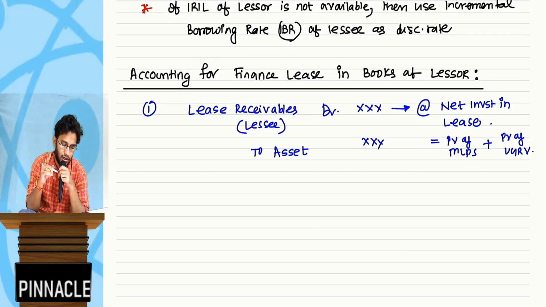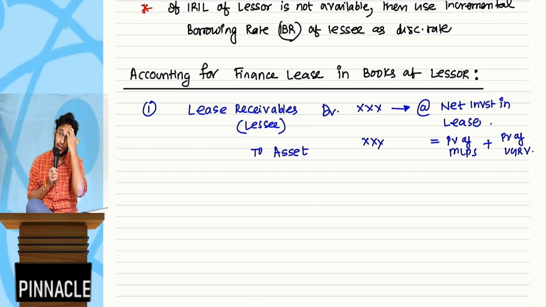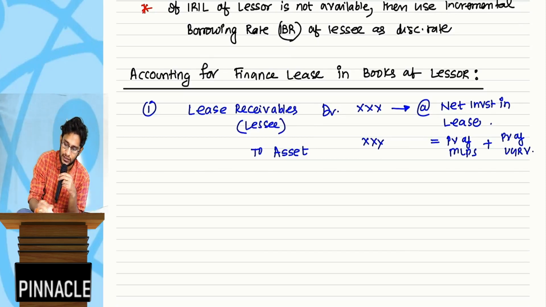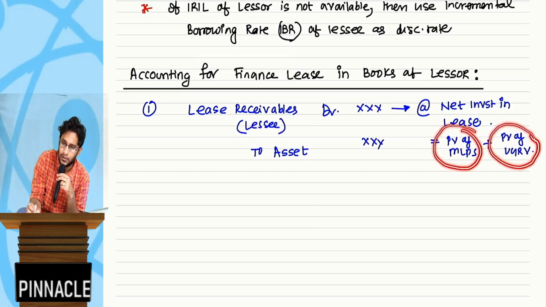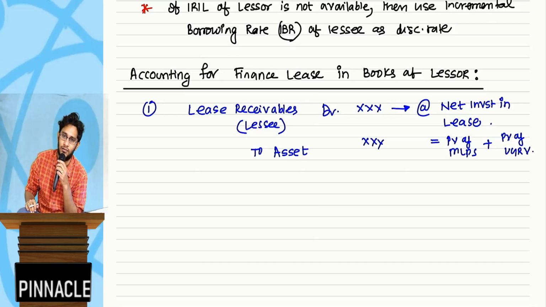In lessee books, lease liability, and in lessor books, lease receivable amount need not match. Why they need not match is, think of lessee recorded lease liability at PV of MLPs alone, whereas this fellow is recording lease receivables at PV of MLPs plus PV of UGRV. Sir, what if UGRV is 0? Then they both will match, provided IRIL he is using. Discounting rate should be IRIL, then both will match.